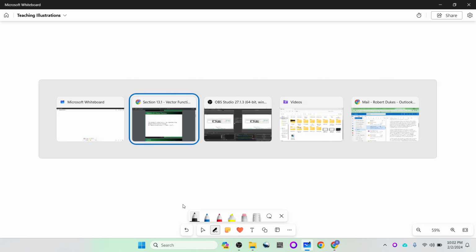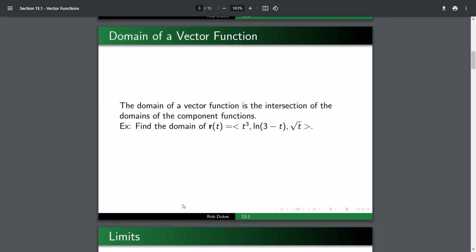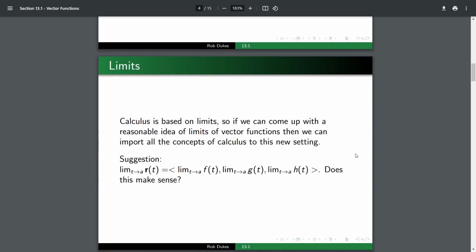Now, calculus is based on limits. It wasn't always, but in today's calculus, that's how things are done. So we want to come up with a definition of what a limit is. Because if we can get limits to work, then all the things that come from it, derivatives, integrals, series and sequences, everything can just be carried right over.